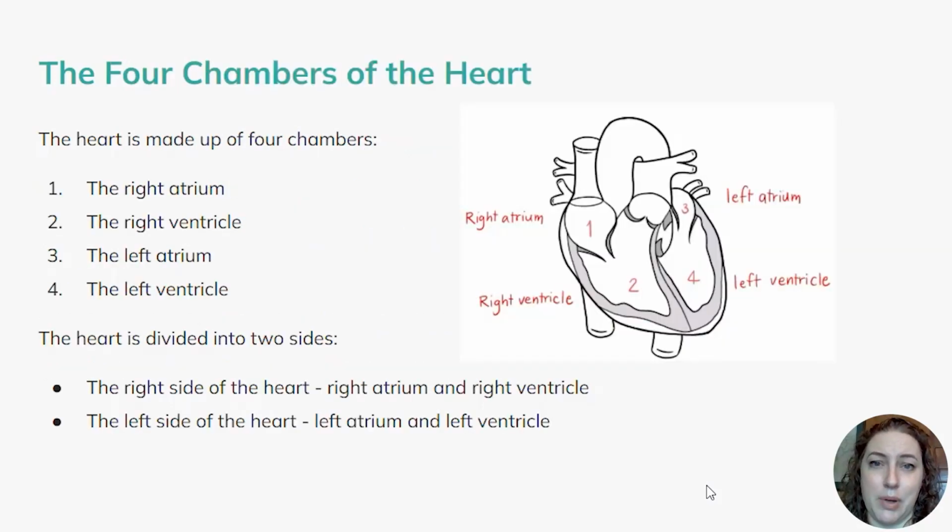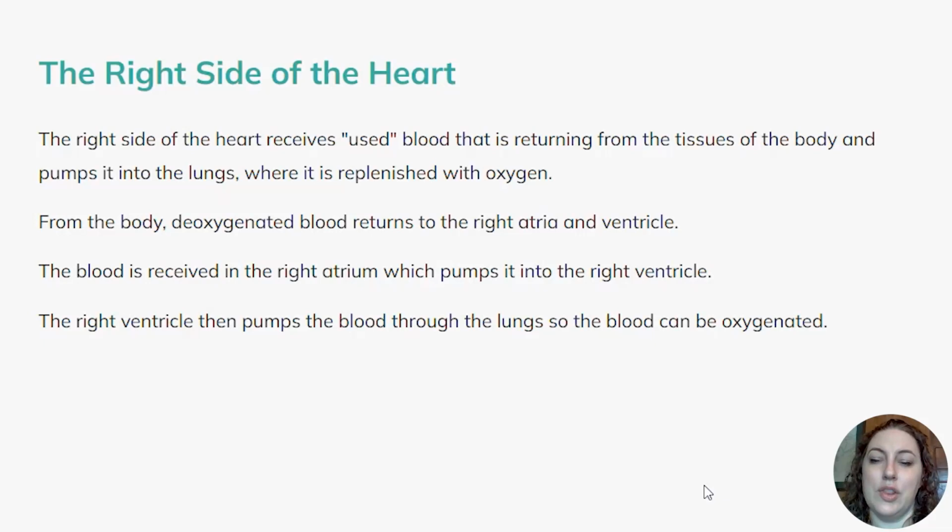The heart is made up of 4 chambers: the right atrium, the right ventricle, the left atrium, and the left ventricle. And the heart is also divided into 2 sides: the right side of the heart, which contains the right atrium and the right ventricle, and the left side of the heart, which contains the left atrium and the left ventricle. The right side of the heart receives used blood from the body that is returning from the tissues of the body and pumps it into the lungs, where it's replenished with oxygen.